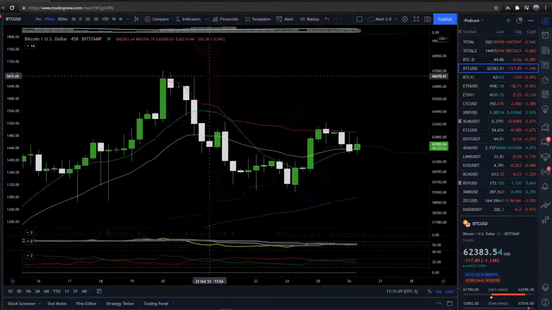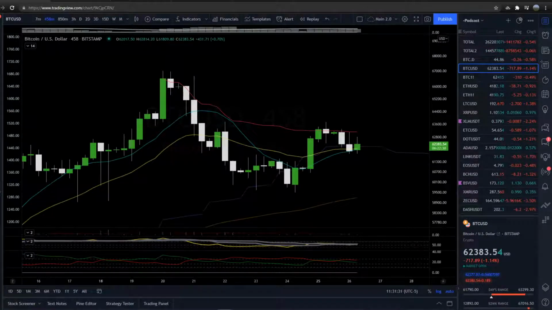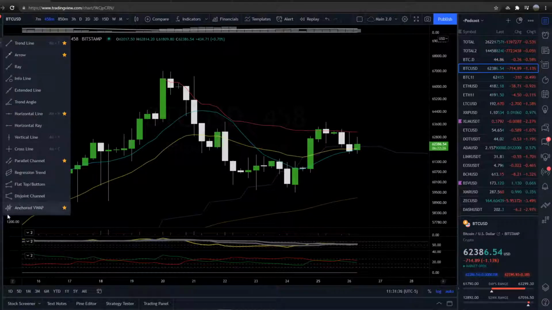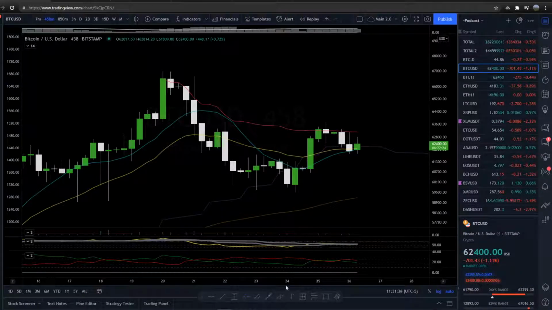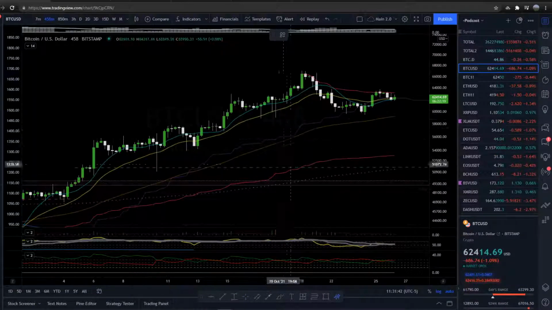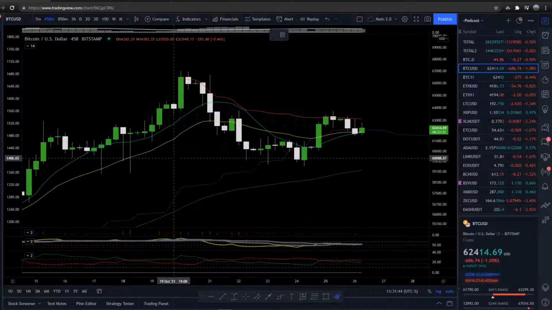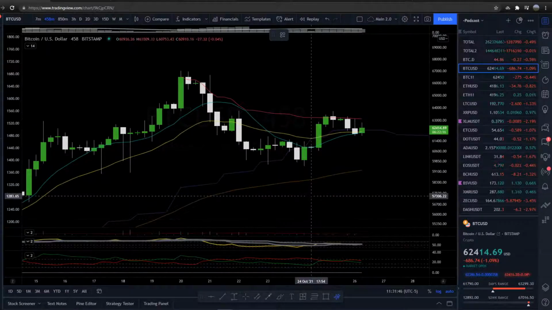And we do have this VWAP from here. If you don't know what the VWAP is, it's a tool on this list up here. You can go anchored VWAP on the bottom. It's on my starred list, and it's a really useful tool.